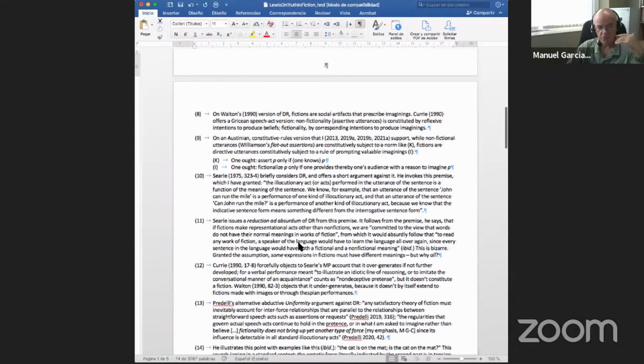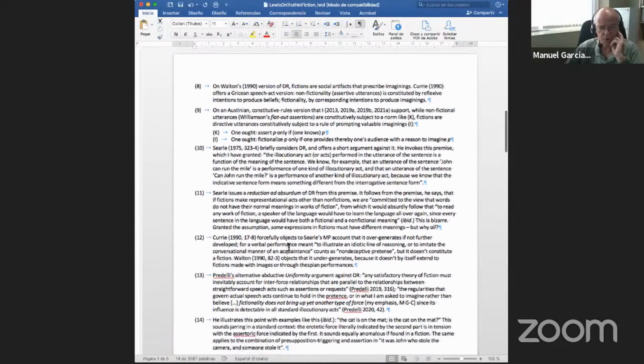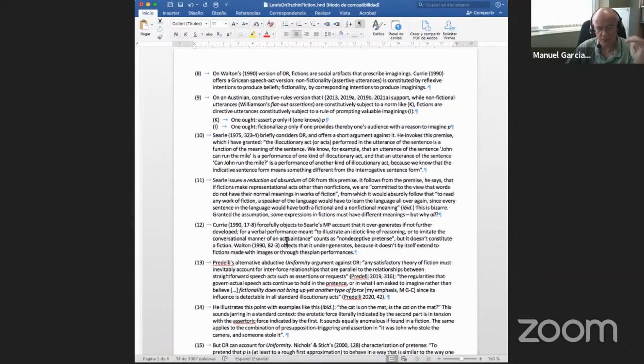I myself have developed a view which is a kind of rapprochement between Walton and Currie, which is a sort of Austinian constitutive rules account of fictionalizing, inspired, in fact, based to a very good extent on Tim Williamson's account of assertion. But we don't need to go into these details. We just need the contrast between the mere pretense view and the dedicated representation view for the considerations that I want to make.